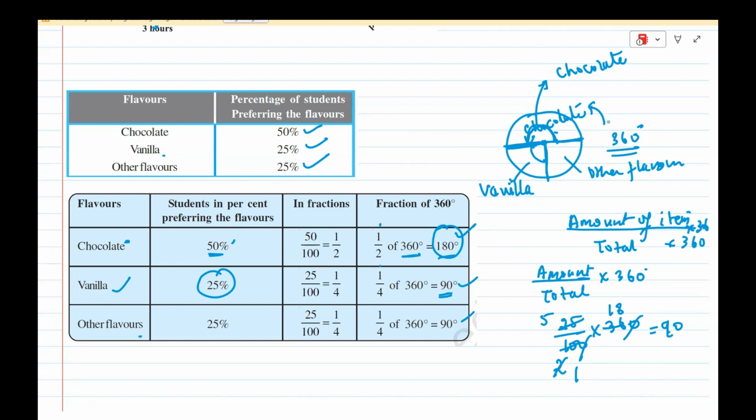So this is the method for drawing a pie chart. First, we see the data, then we make a table of all portions or fractions there, their amounts, then amount upon total into 360. That way we find the angle, and then we draw the angle on a circle. The circle can be drawn of any radius. Now, this was about the concept. Let's move to the exercise.